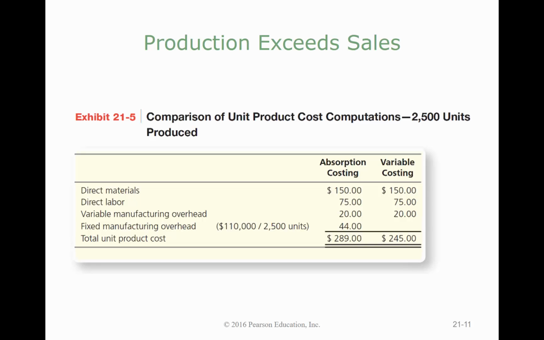All right. So the product price, product cost. Remember, direct materials, direct labor, and variable overhead are the same regardless of the costing method we use.